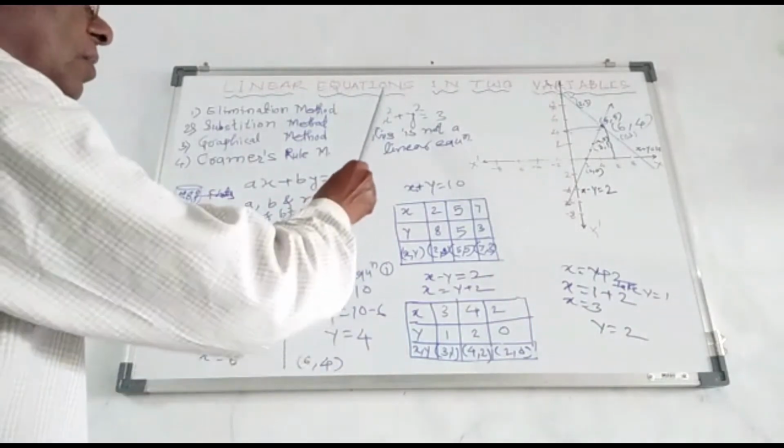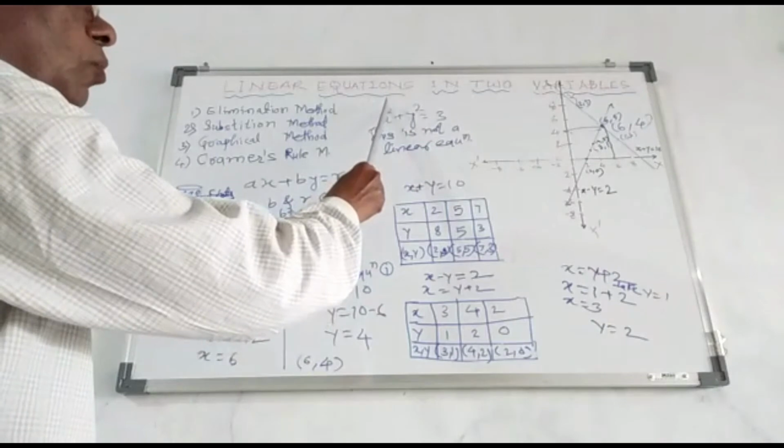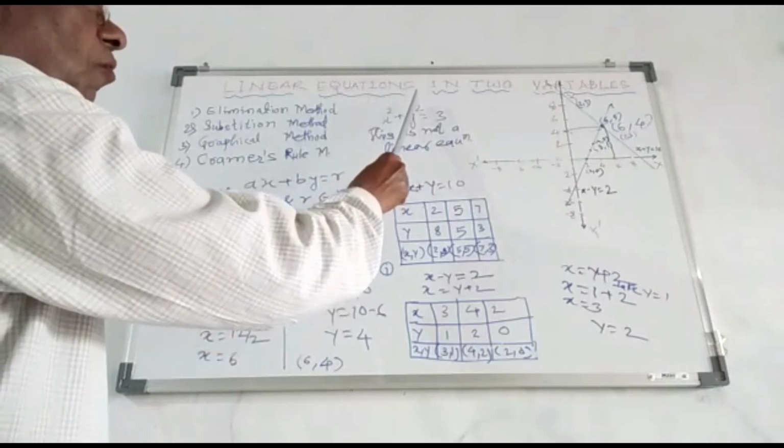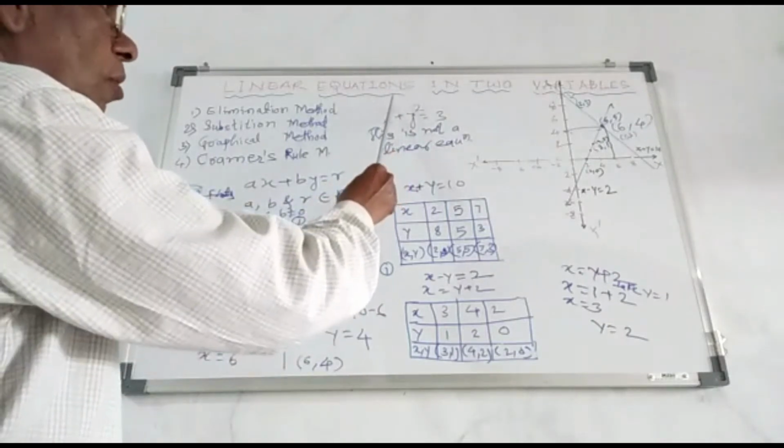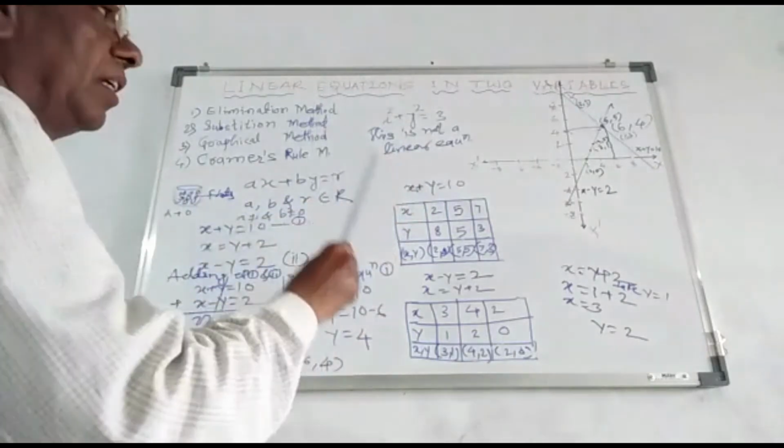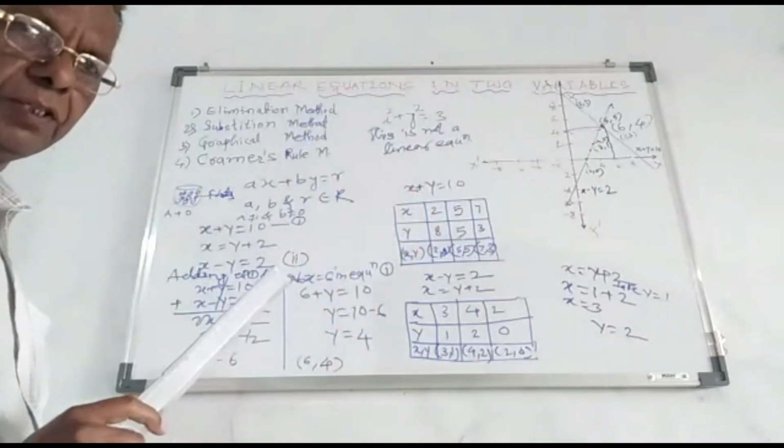Suppose the index of x is 2 and the index of y is 2, meaning x raised to power 2 plus y raised to power 2 equal to 3. This is not a linear equation.